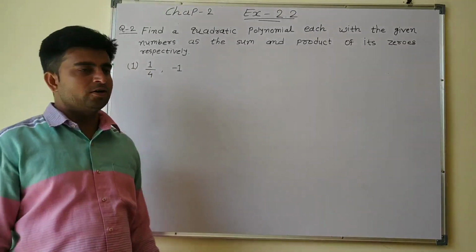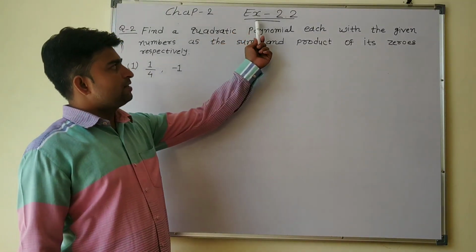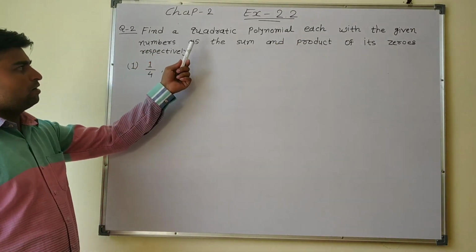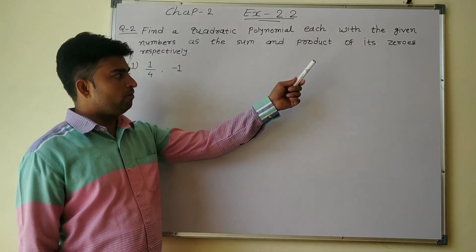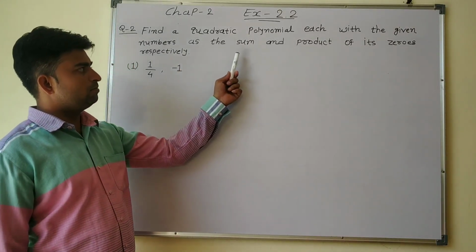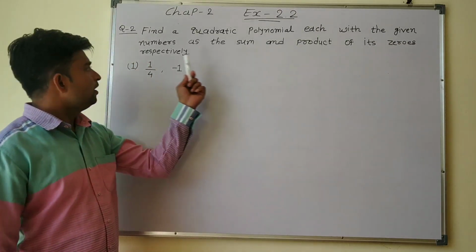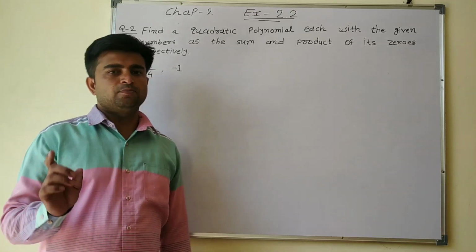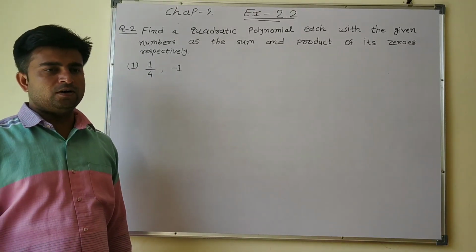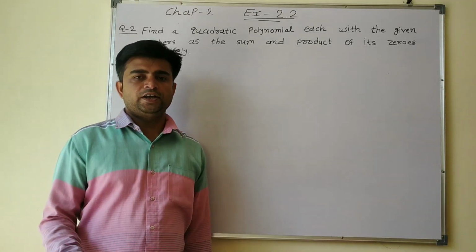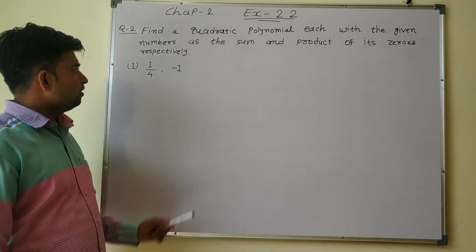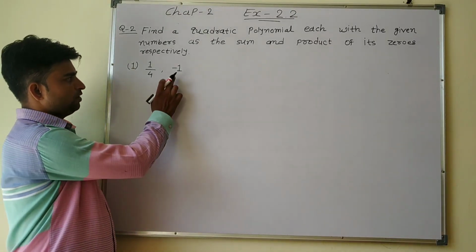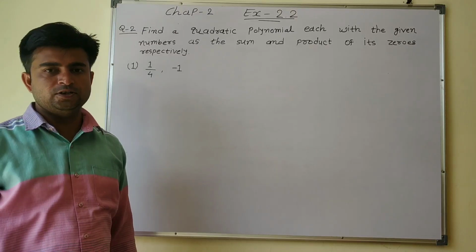So in this video we are going to see chapter 2 exercise 2.2 question 2. The question is: find a quadratic polynomial each with the given numbers as the sum and product of its zeros respectively. So in this question the sum of zeros and the product of zeros is given, and from that we want to find the quadratic polynomial. Here 1 upon 4 is the sum of the zeros and minus 1 is the product of zeros.